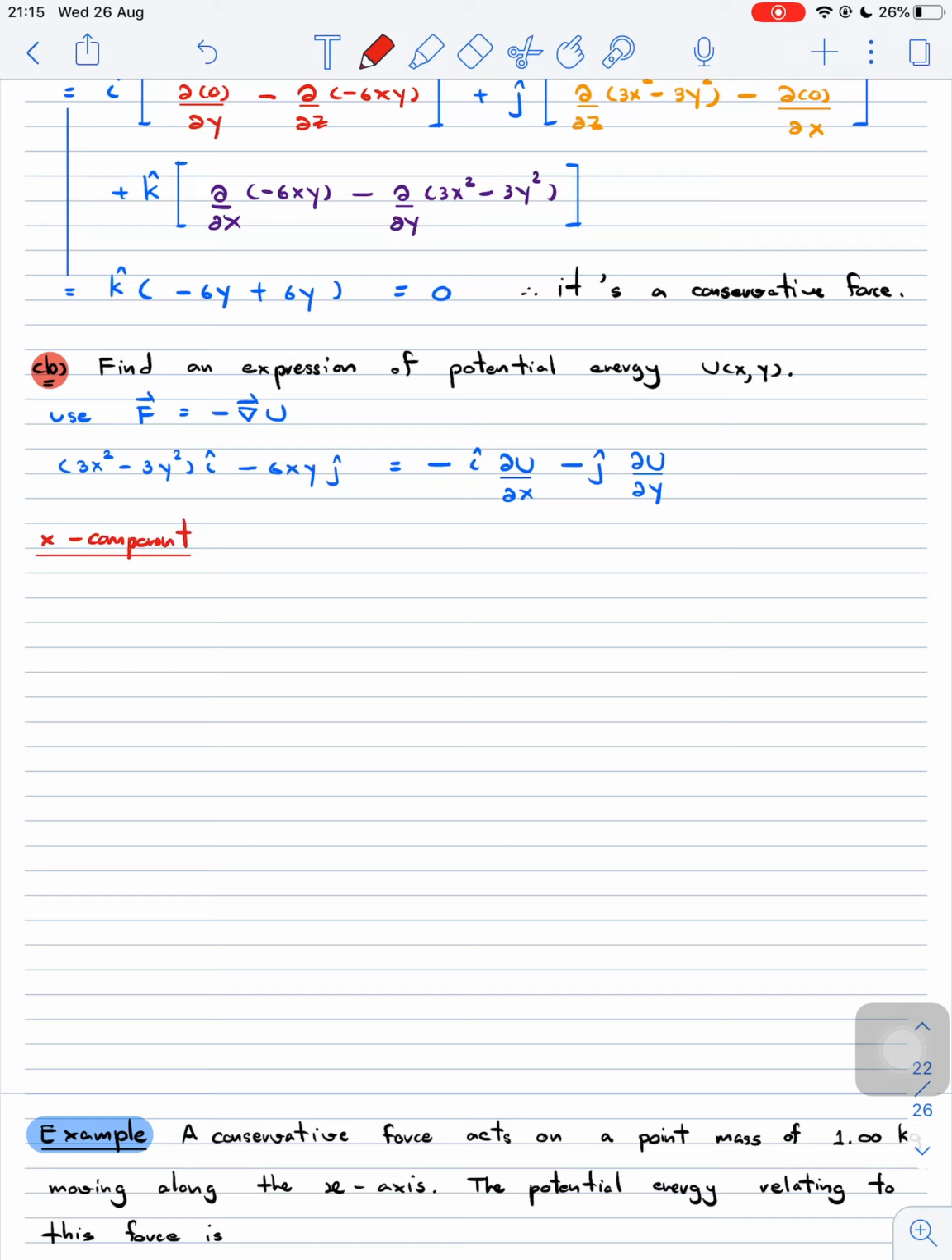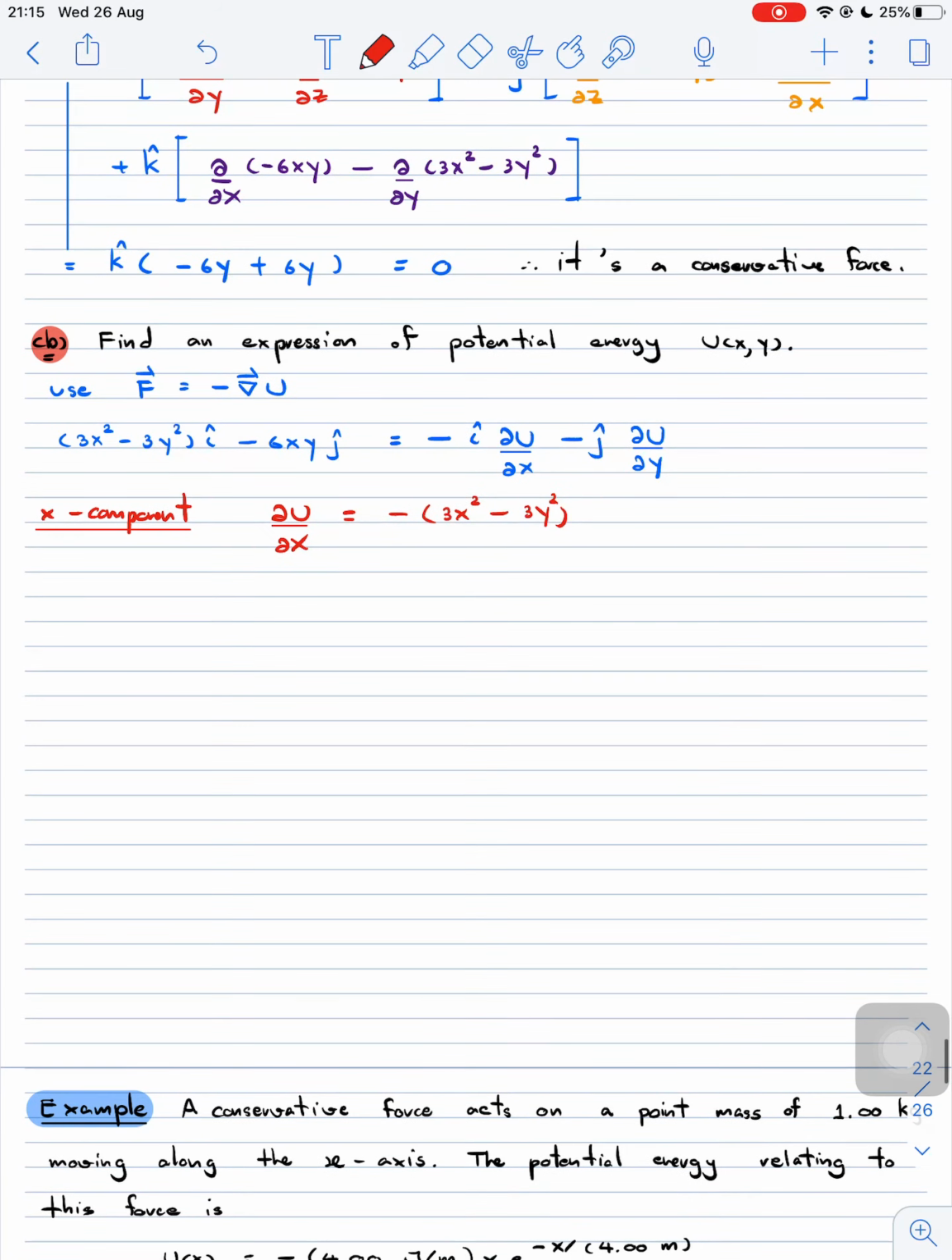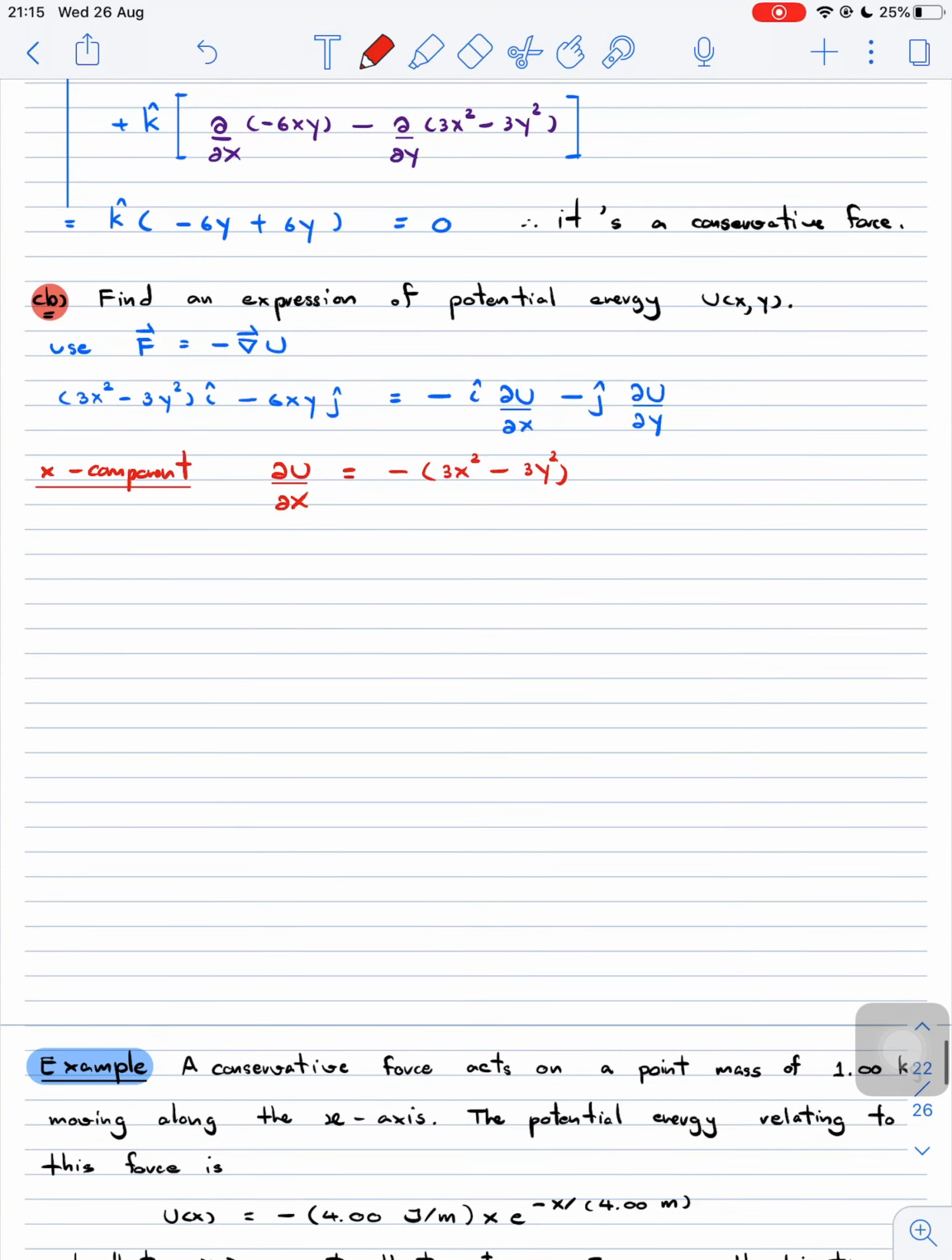You can see that du by dx must be equal to, okay, just move this negative sign to the other side, right? It's going to be equal to the negative of 3x squared minus 3y squared, okay? This is for the y component.